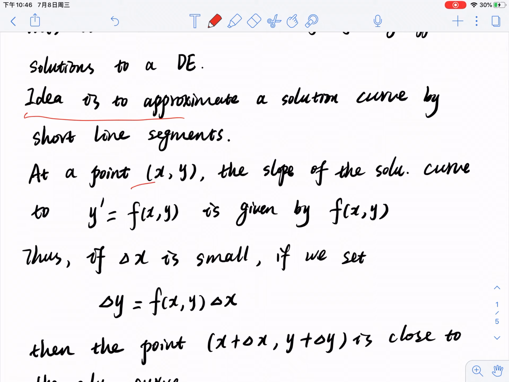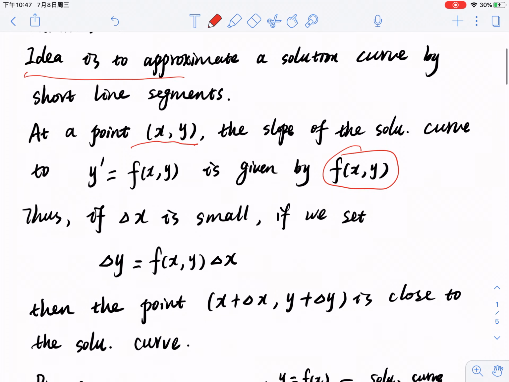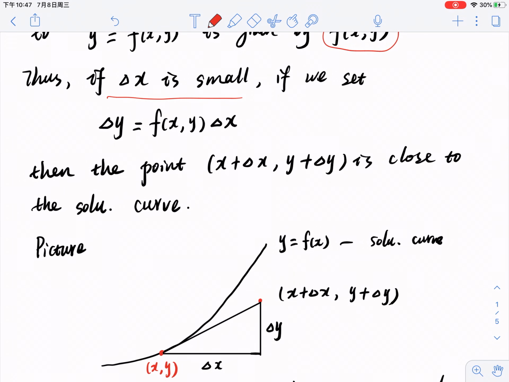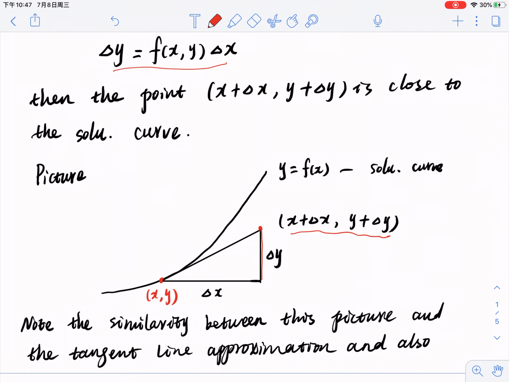So at a point (x, y), the slope of the solution curve is given by f(x, y). Thus, if delta x is small, so we have a point (x, y). If this delta x is small, we set delta y as f(x, y) times delta x. So delta y is this part. Then the point (x plus delta x, y plus delta y) is close to the solution curve. So here is a rough picture.